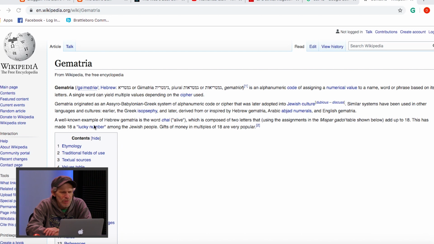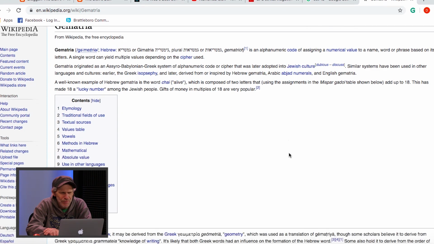A well-known example of Hebrew gematria is the word chai, which means alive, which is comprised of two letters that, using the assignments in the Mispar Gadol table shown below, add up to 18. This has made 18 a lucky number among Jewish people. Gifts of money in multiples of 18 are very popular.